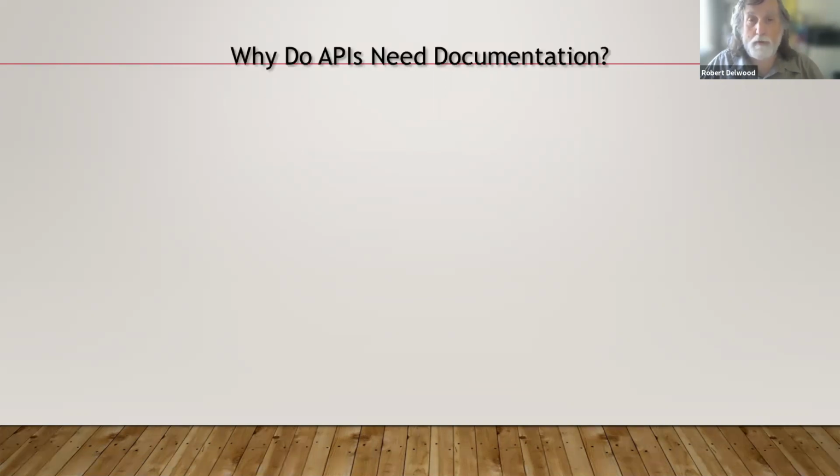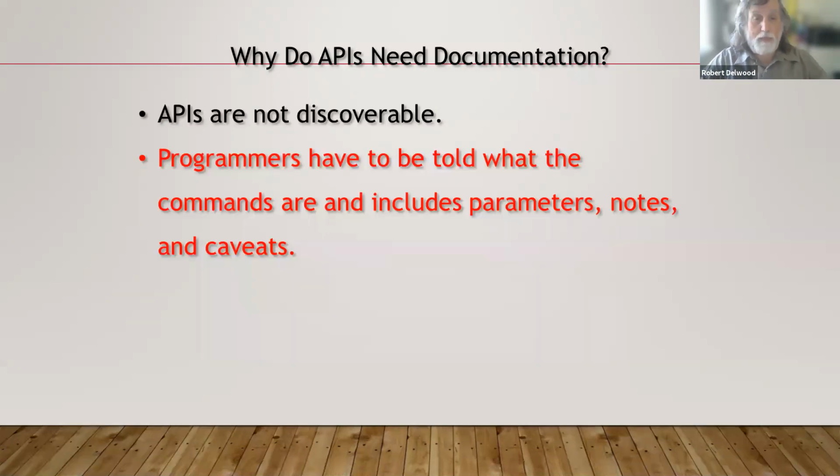So why do APIs need documentation? Well, APIs are not discoverable. There is no way a programmer can go to an application and figure out what the commands are. They have to be told what the commands are, what the parameters do, and if there's any notes, caveats, warnings, or any other things that they need to do.